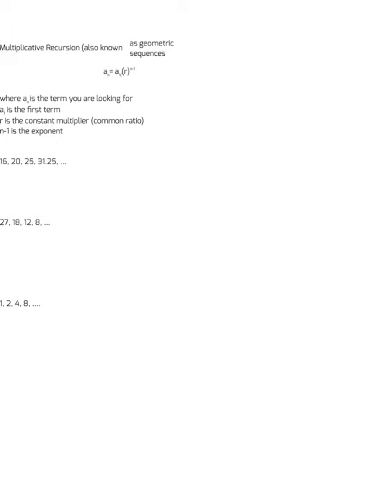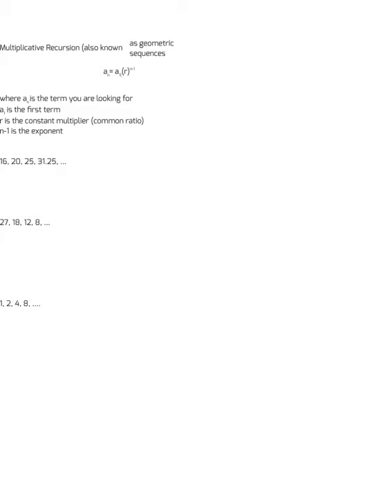This section's on multiplicative recursion, which is also known as geometric sequences. There's a formula that we're going to use that is written right here, and it is A sub n equals A sub 1 multiplied by r raised to the n minus 1 power. So what does that all mean?